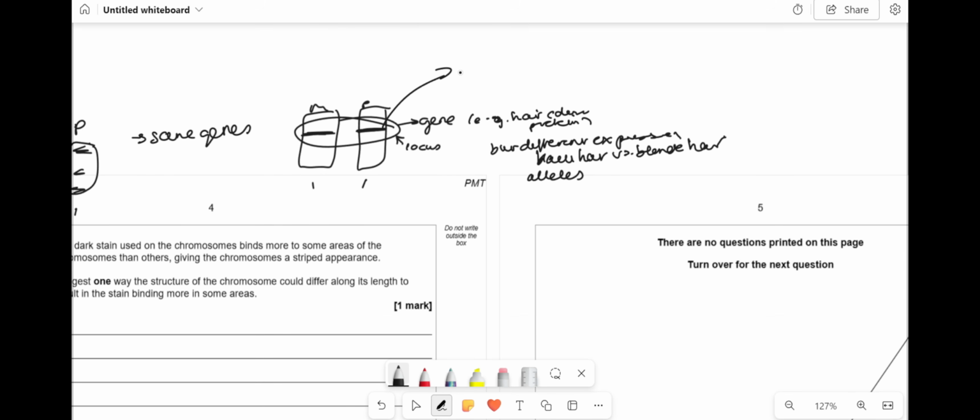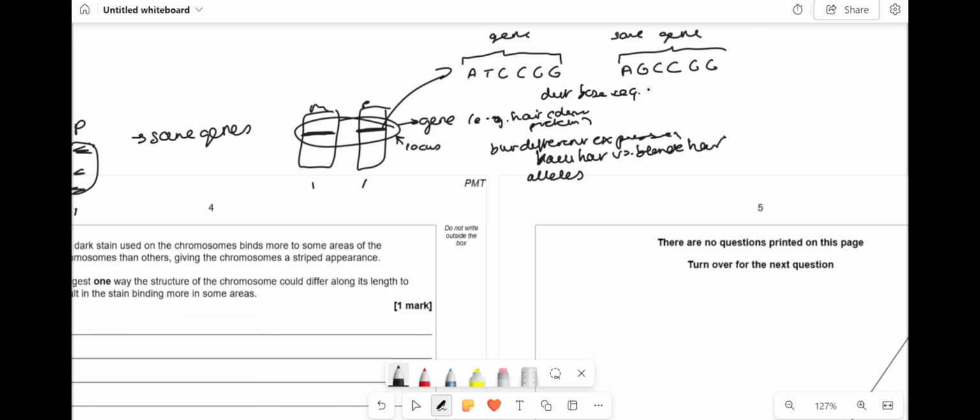If you zoom in on the genes, it will have base sequences of, I don't know, A, T, C, C, G, G, whatever, right? And then, I don't know, A, G, C, C, G, G. These are a section of DNA coding for it. This is made up, but those would be a gene, and that's also the same gene. But you can see that their base sequences are different. So what makes an allele is the fact you have the same gene, but there are just different base sequences.